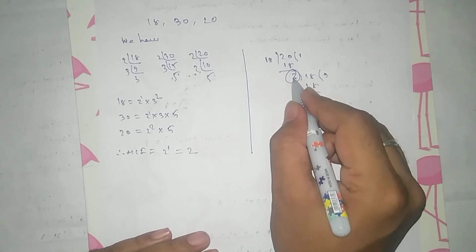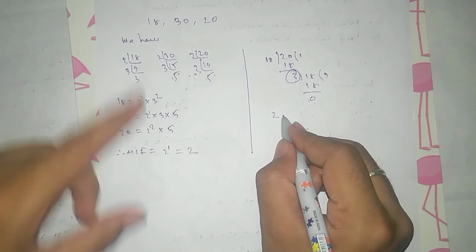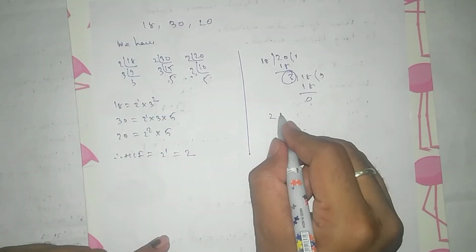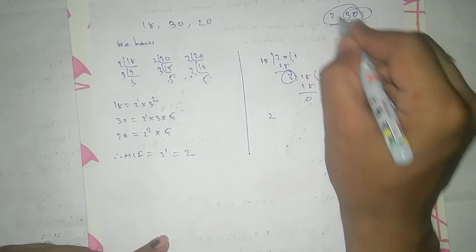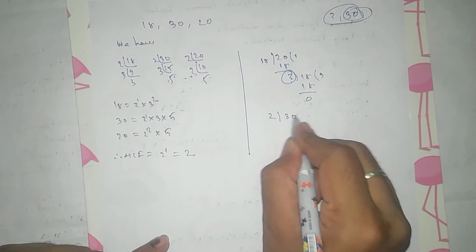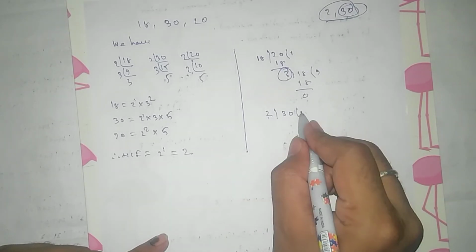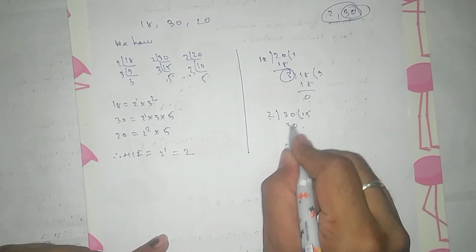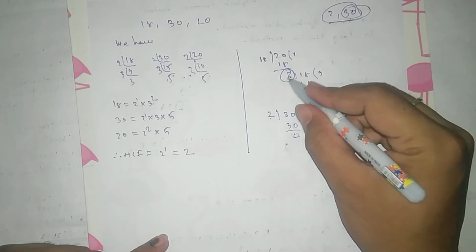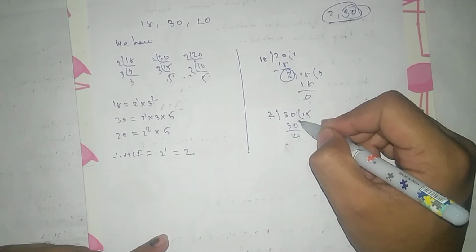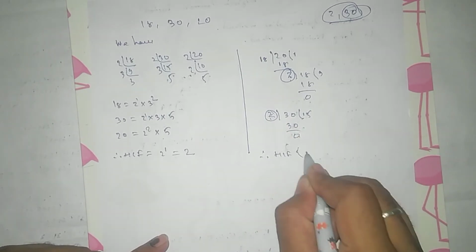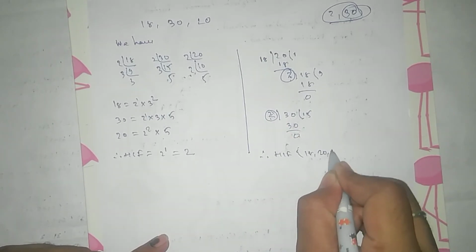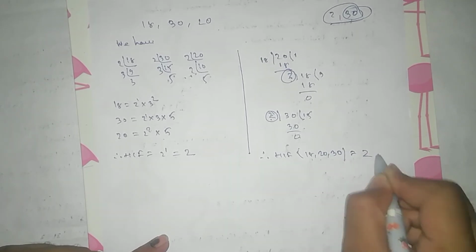Now we'll use this HCF, 2, that we have, and the remaining number, that is 30. Out of 2 and 30, which is bigger? 30 is bigger, so we'll keep 30 as the dividend. Now we'll divide it. We can see that 2 fifteens directly give us 30. That means this 2 is common to both of them. So we can say that therefore the HCF of 18, 20 and 30 is 2.